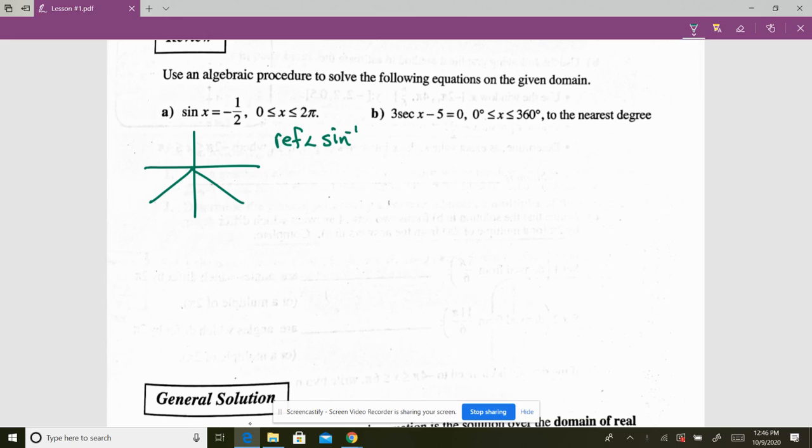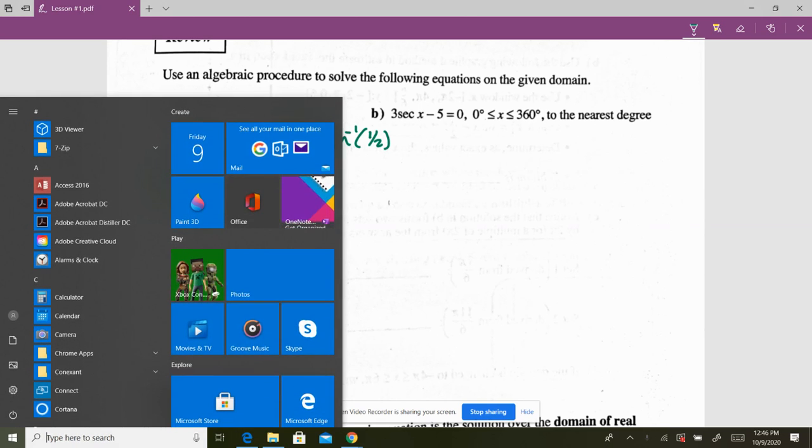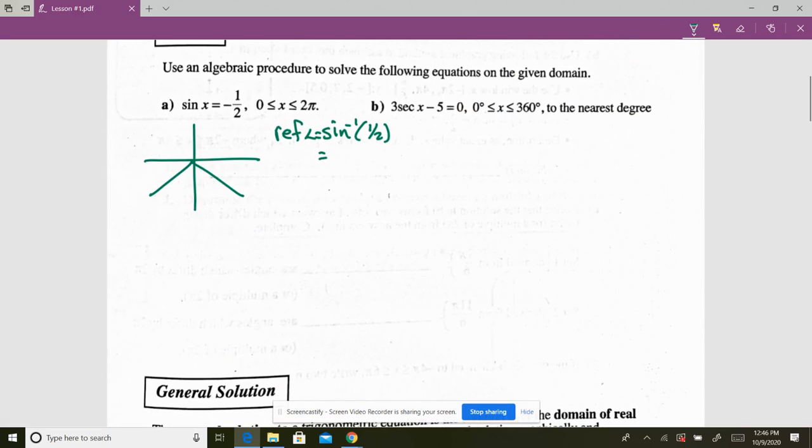So we would do the inverse of the positive number, and that is going to spit out sine is going to be 30 degrees. That sound right?